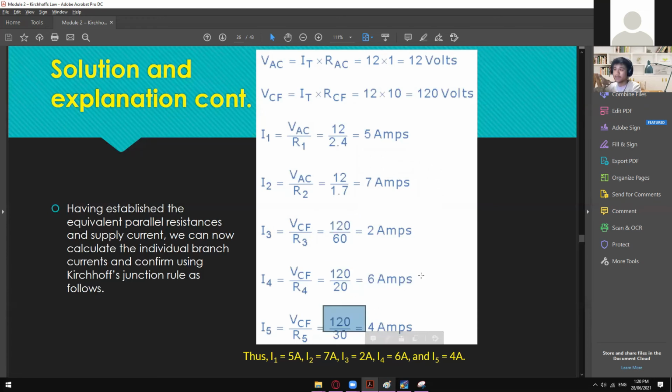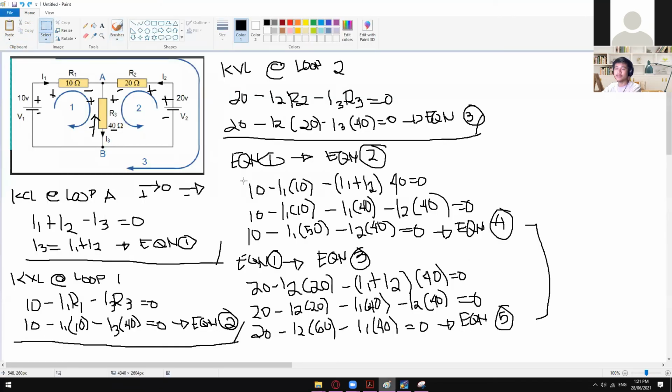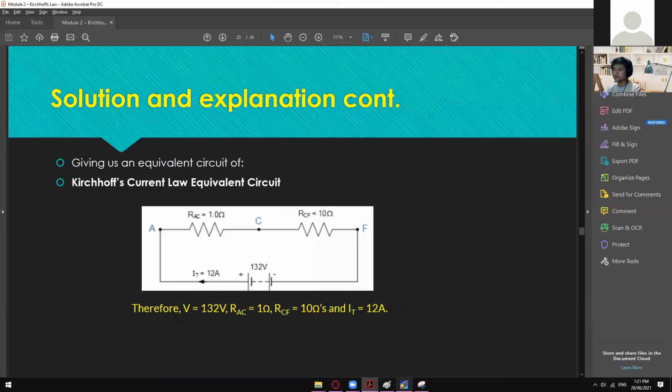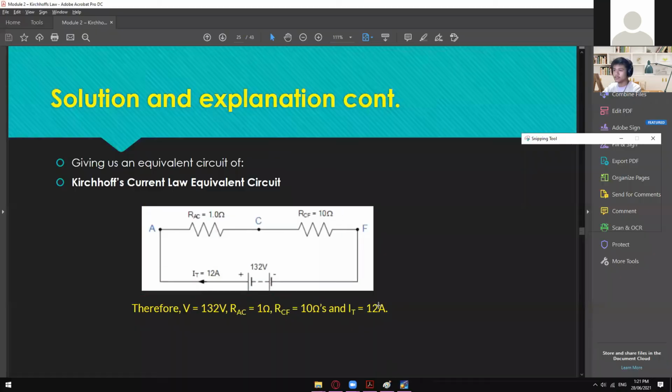And then for the I3 up to I5, we also have a single value for voltage since they are in parallel. So now, how did we get those 12 right here and then 120 right here? So this one came from this circuit right here. So remember how to get the individual voltage.